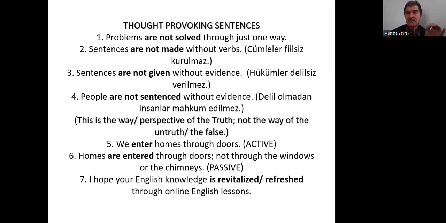5, we enter homes through doors. This is active, okay? You know this very well. We enter, we go in. We enter homes through doors, active. Homes are entered through doors, not through the windows or not through the chimneys. Passive form. 7, I hope your English knowledge is revitalized or refreshed through online English lessons.